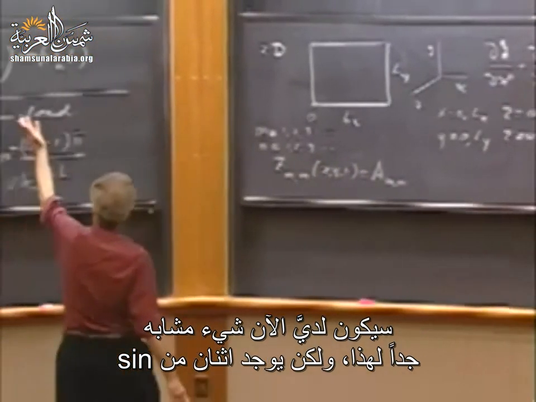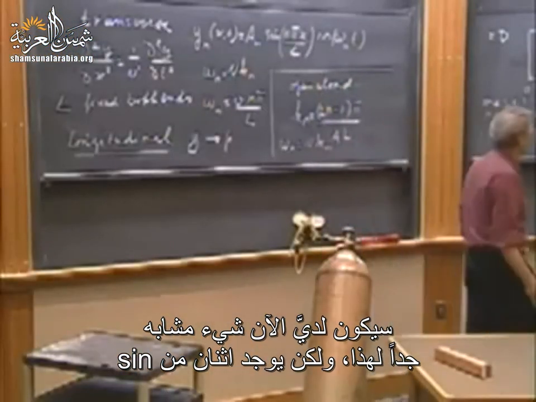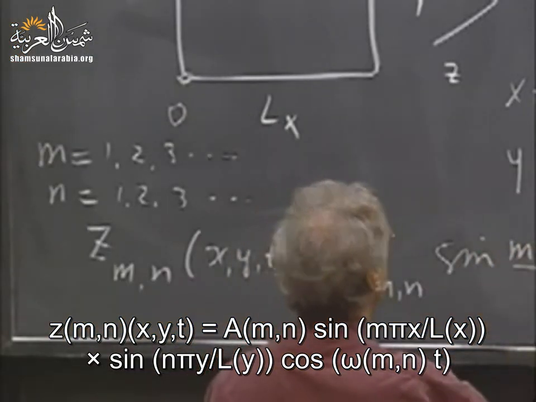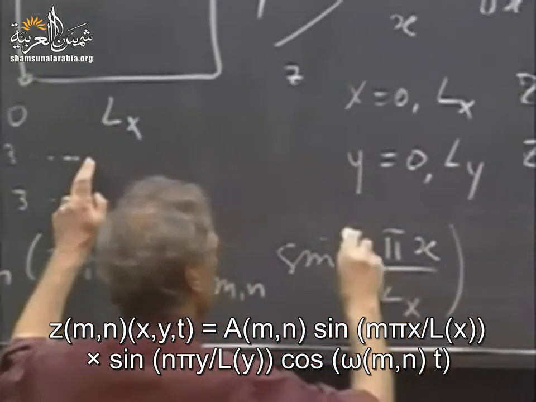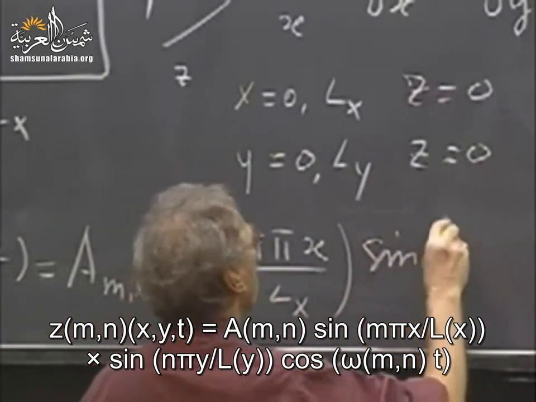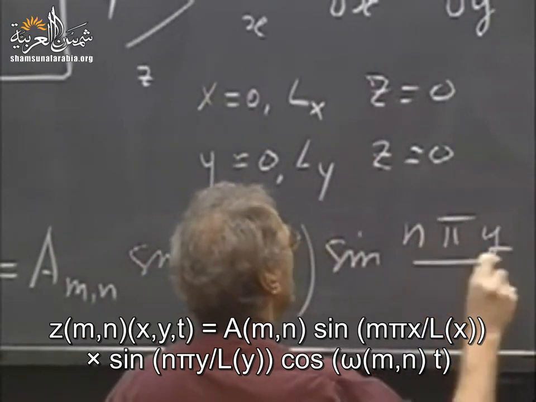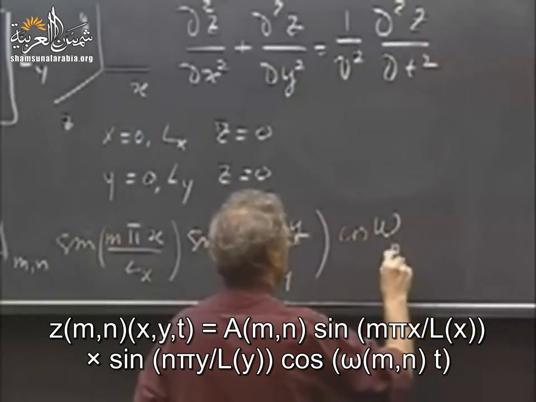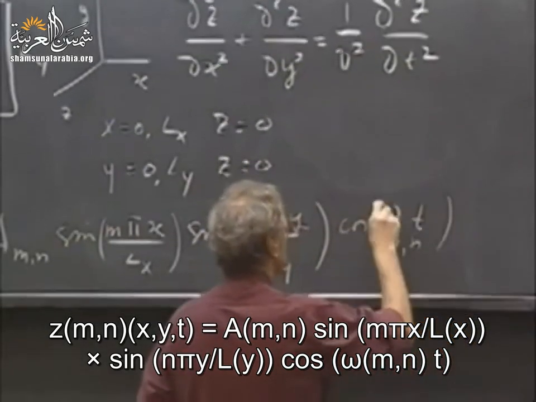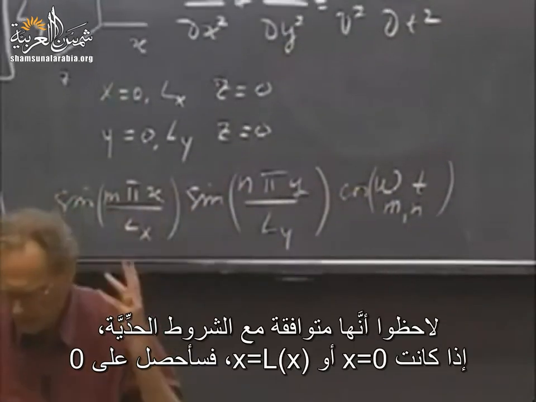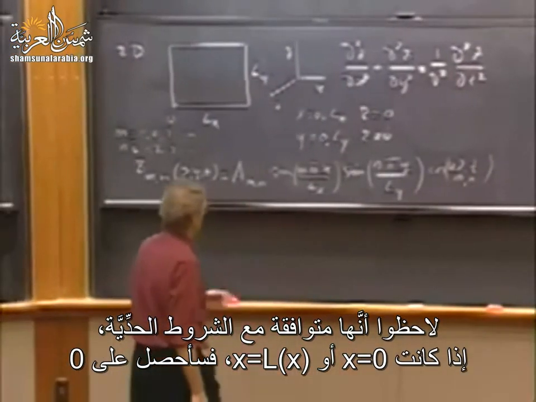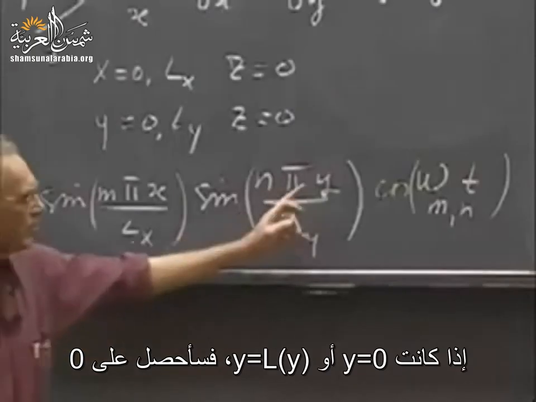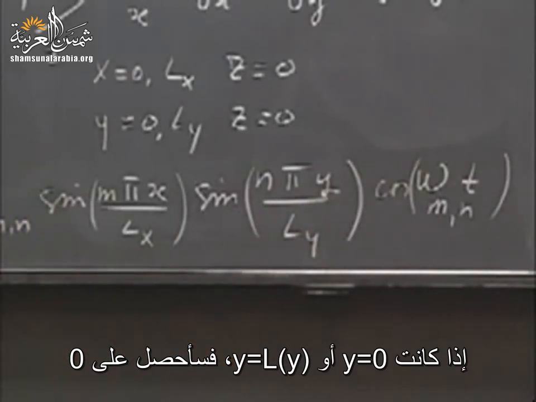And now I get something extremely similar to this, except I get two sines. So I get here sine of m pi x divided by Lx times the sine of Nancy pi y divided by Ly times the cosine of omega mn times t. And you see that it meets the boundary conditions. If you put in x equals 0 or x equals Lx, you get a 0. If you put y equals 0 or y equals Ly, you get your 0.